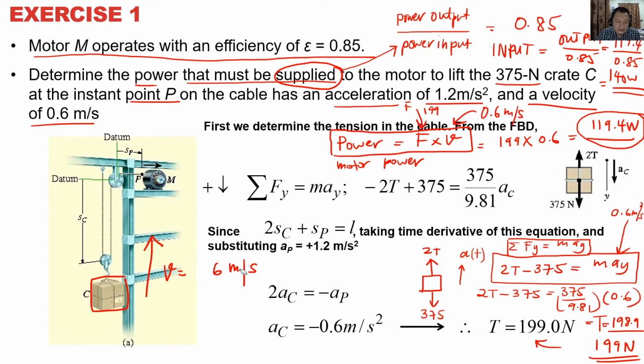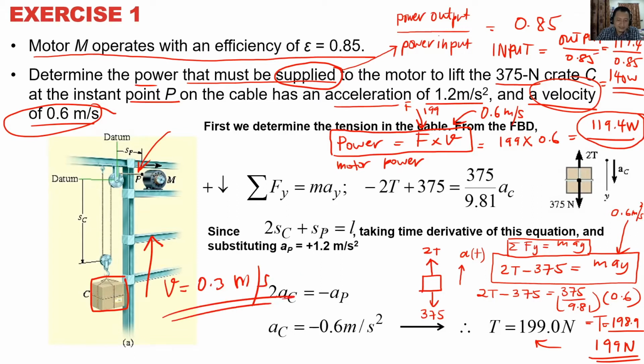Is this correct? I don't think so. Crate C, the motor lifts a 300 Newton crate C, and at an instant point P on the cable has an acceleration of 1.2 and a velocity also. So if this velocity is here, this will be slower. The velocity here will be 0.3 meter per second basically.